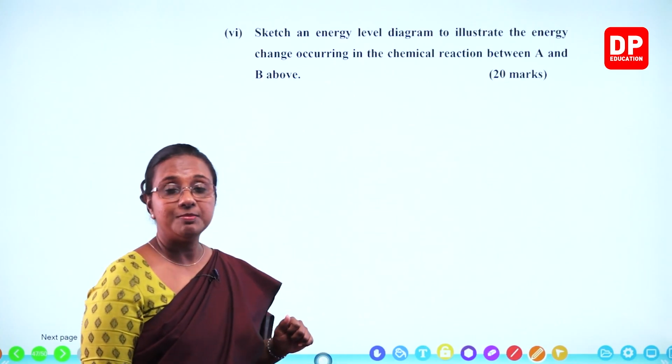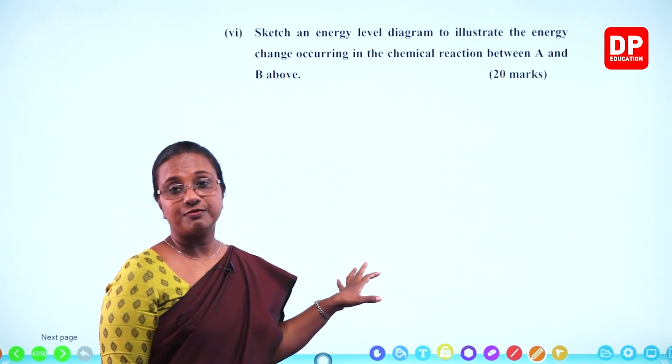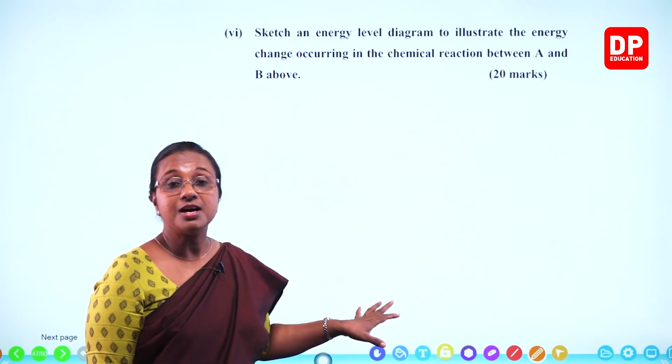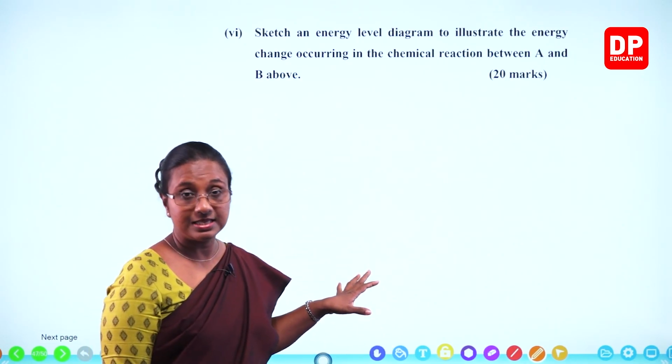Sketch an energy level diagram to illustrate the energy change occurring in the chemical reaction between A and B above. So here they have put 20 marks. That shows that it is the end of the question. So this is the last part of question number 6.